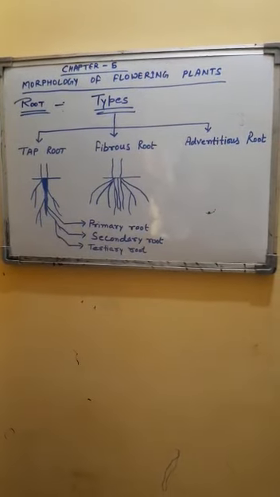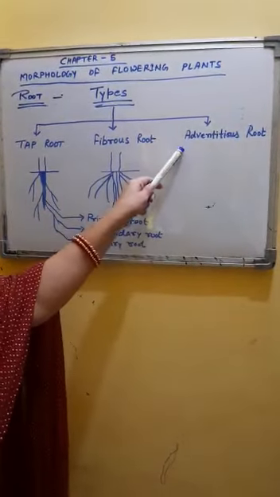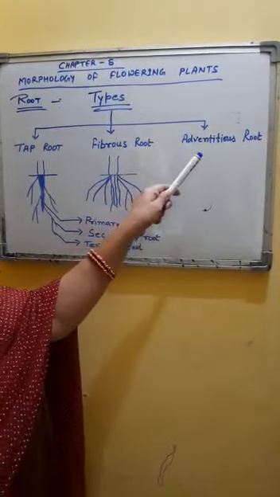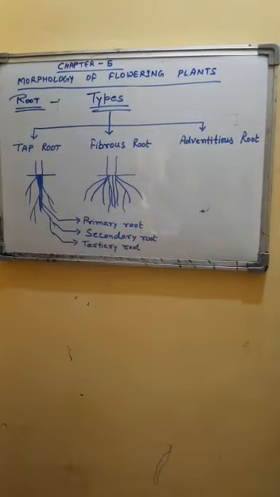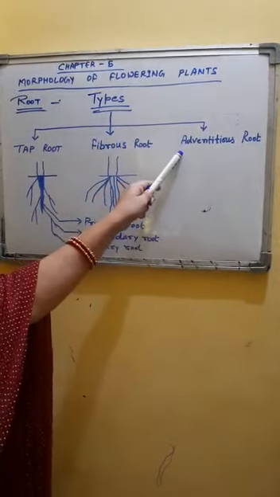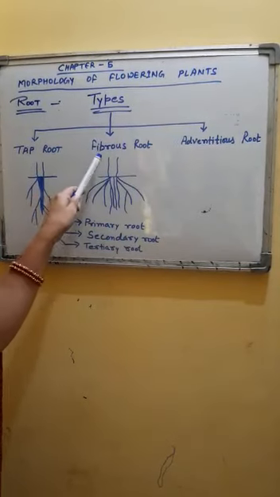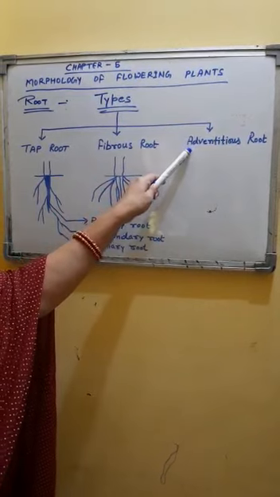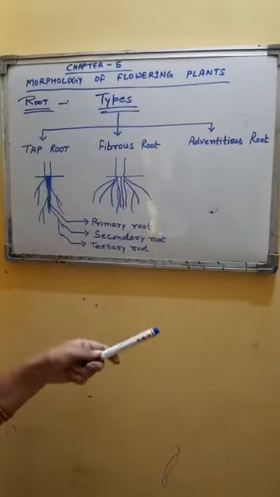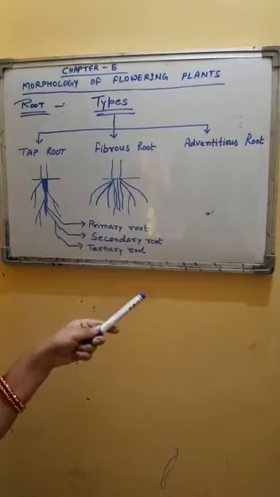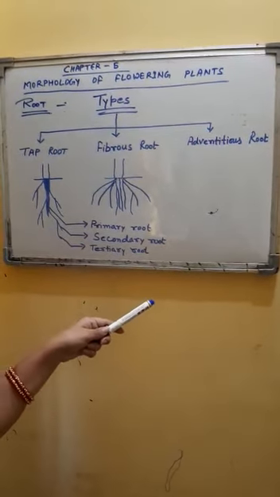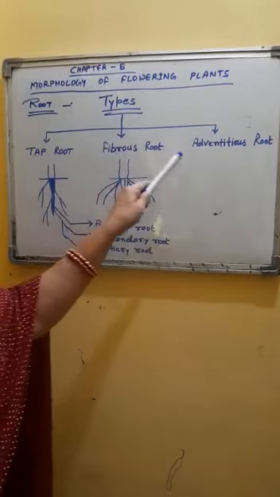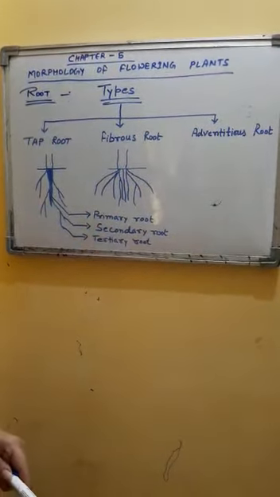The third type of root is called adventitious root. Generally it looks like fibrous root. It is the type of root which arises from a part other than the radicle. These two roots, taproot and fibrous root, develop from the radicle, but adventitious root is a type of root which arises from a part other than the radicle. So there are three types of root: taproot, fibrous root and adventitious root.